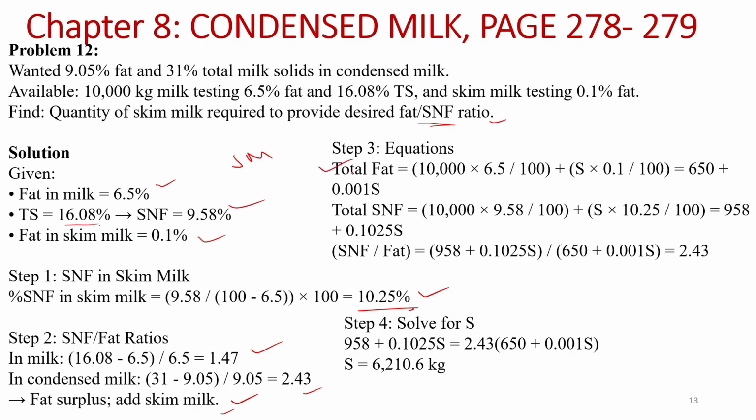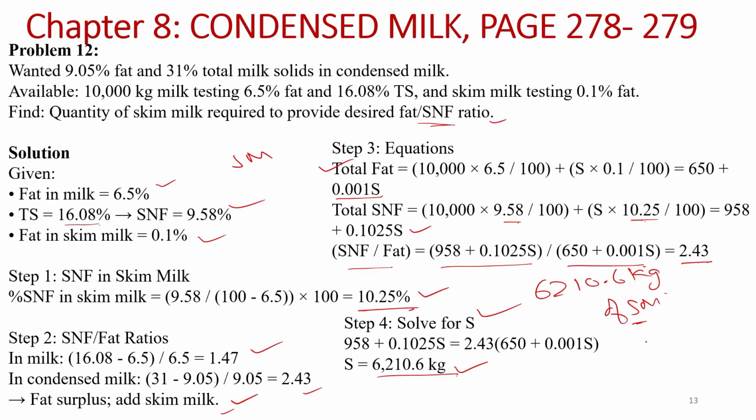Okay, now if we write the total fat equation as we did earlier, it is 6.5 into 10,000 divided by 100, plus 0.1 of S, equal to 650 plus 0.001 S. The total SNF equation, if we write 9.58 here and 10.25 for the skim milk, comes to 958 plus 0.1025 S. And if we calculate the SNF to fat ratio, this divided by this, we will have 2.43, and if we calculate the value of S, which is nothing but the skim milk, we will have 6210.6 kg of skim milk that is required to be added to the milk to have 9.05% fat and 31% total milk solids in condensed milk.